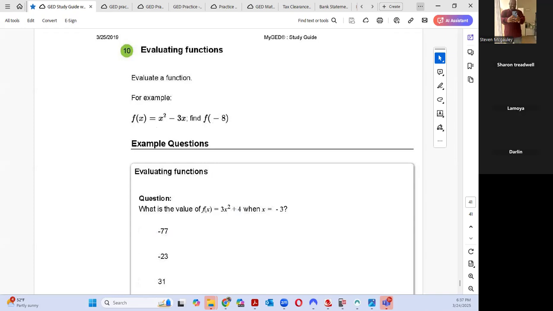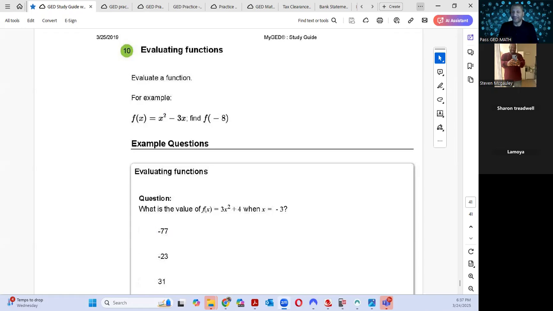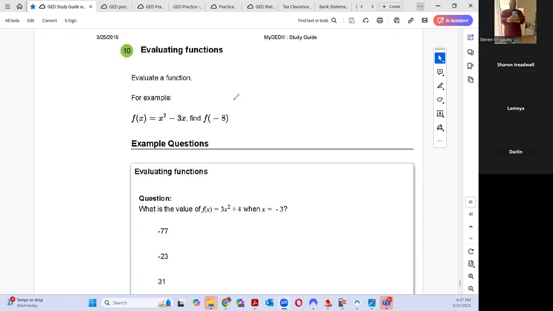Not on the calculator. Not because you know how to do the calculator. How do you do it manually first? Well, wherever I see x, I will put -8. Right. So everywhere you see x, you're going to put -8.